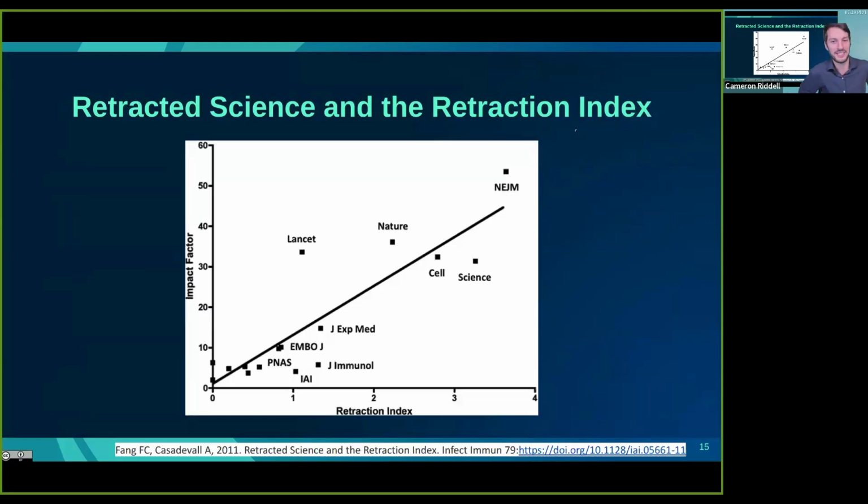let's talk about the retracted science and retraction index. This is a figure published by Fang and Casadevall in 2011, from a paper titled "Retracted Science and the Retraction Index." And I'm not going to go into the depths and details of the analytical design here, but what I want to highlight is that on the x-axis of this chart, we have something that the authors call the retraction index. It is a loose mapping of the likelihood or probability that any particular journal is going to take a publication back. And retractions happen for a number of reasons.